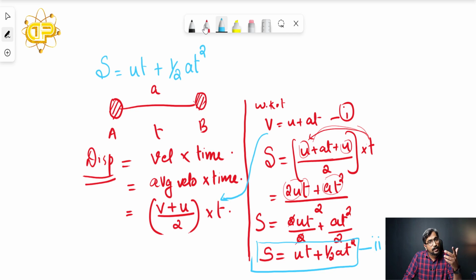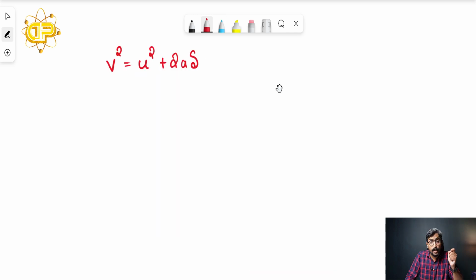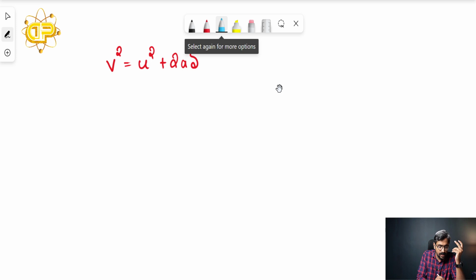How did you start? You start from the basic equation, that is displacement is equal to velocity into time, and that velocity is average velocity for uniformly accelerated motion. That average velocity is (v plus u) by 2. The third equation of motion is v square is equal to u square plus 2as. How are these velocities and displacement connected?